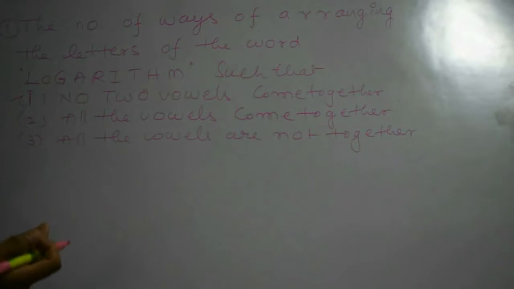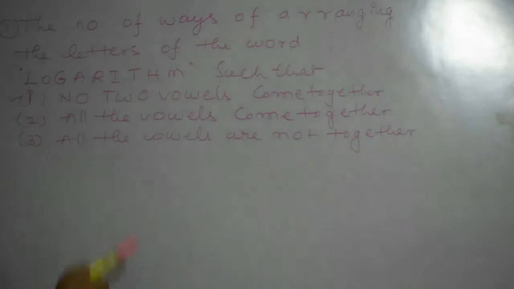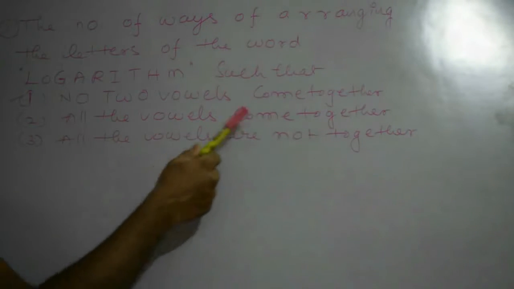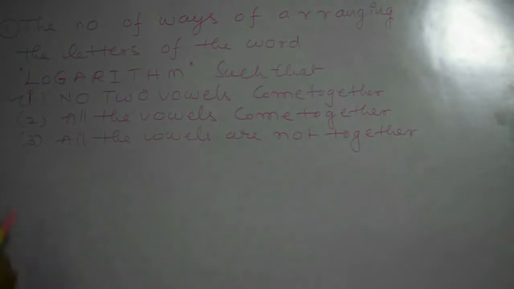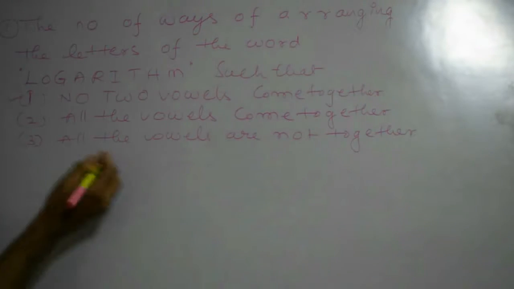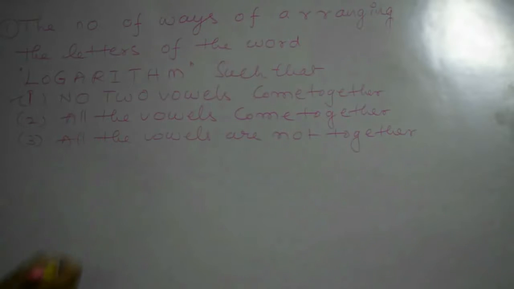In the previous class I already explained how to find the number of arrangements whenever the condition no two come together is given to you. Now today the second one is, all the vowels come together. How to solve such type of problems? Now the third one is, all the vowels are not together. So if you know how to find all the vowels come together, it is easy to find this.